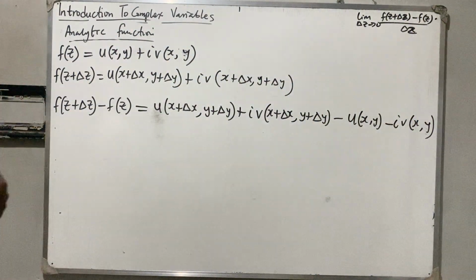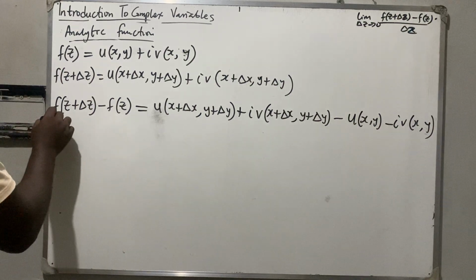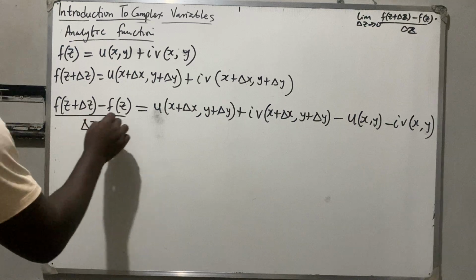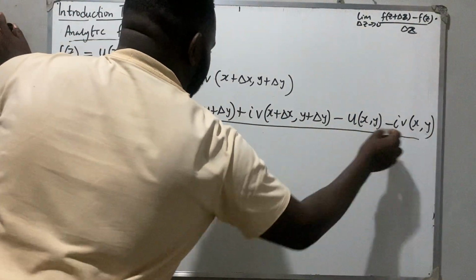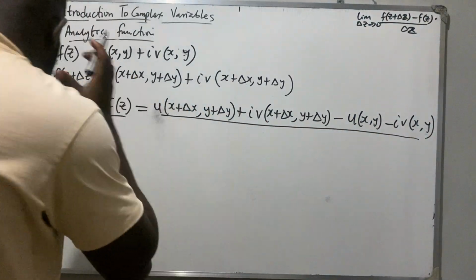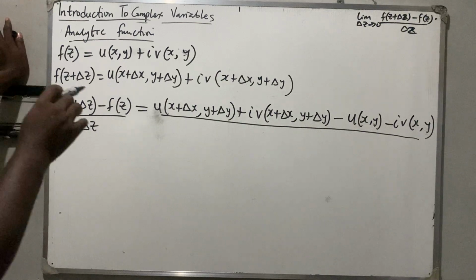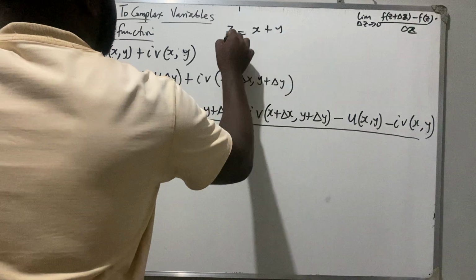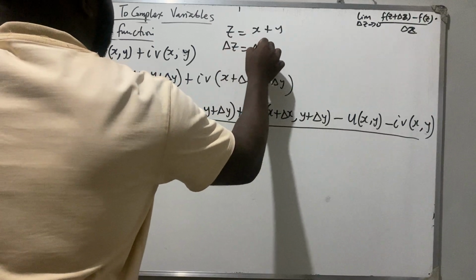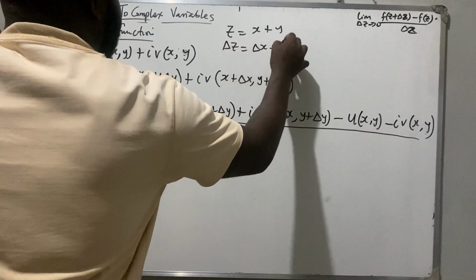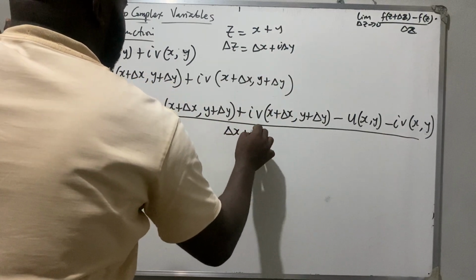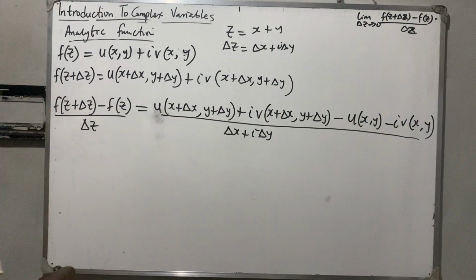So if I divide both sides by delta z, I'm going to have everybody here divided by delta z. Delta z is the same thing as saying delta x plus delta y, because I know that z is equal to x plus y. So delta z is the same as saying delta x plus i delta y. Okay, so let me write it as delta x plus i delta y. So having this, what is the next thing we are going to do?